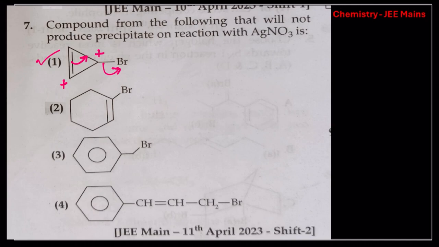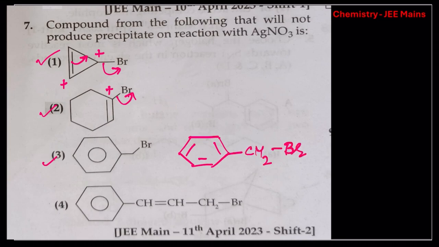Next, the second one. In the second one, if this carbon-bromine bond breaks, the positive ion formed is highly unstable. It is not stable, it is unstable. Third one, in this case, bromine is bonded to a carbon atom which is bonded to the benzene ring. So this is a benzylic carbon. Now here if the carbon-bromine bond breaks, then there is a positive charge on this carbon, and this positive charge gets delocalized on the benzene ring, because of which this carbocation is also highly stable.